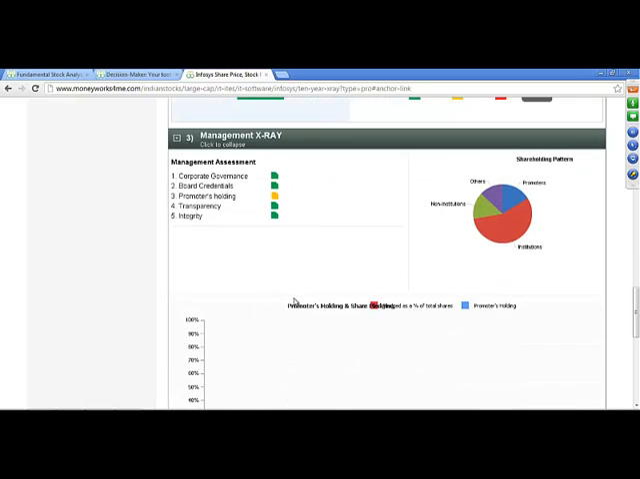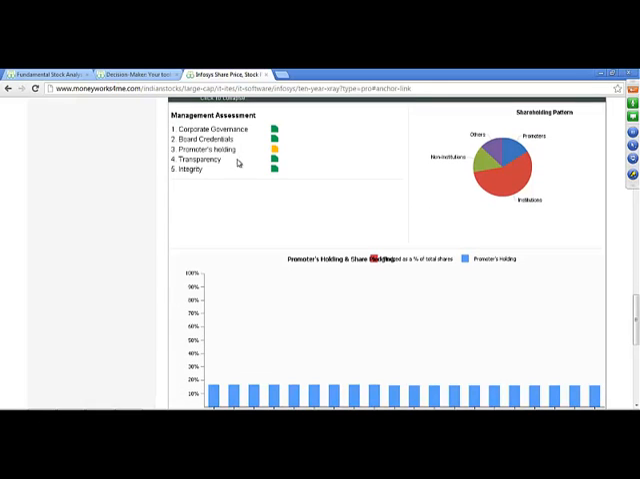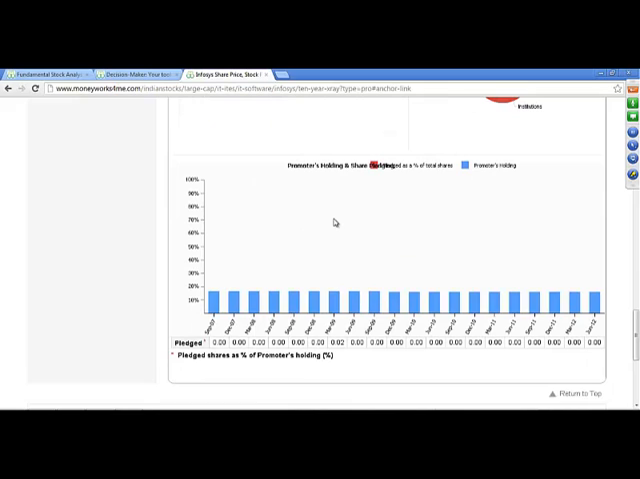What we have done in the management X-ray is we have assessed the management based on some 5 important parameters. Okay, that is corporate governance, board credentials, promoters holding, transparency and integrity. Okay, so for Infosys you can see, apart from promoters holding, which is orange, all other parameters are green. Okay, which is a good sign. So apart from the management assessment, the other thing that you have in the management X-ray is a graph of the promoters' holdings and the percentage of the holding that has been pledged.